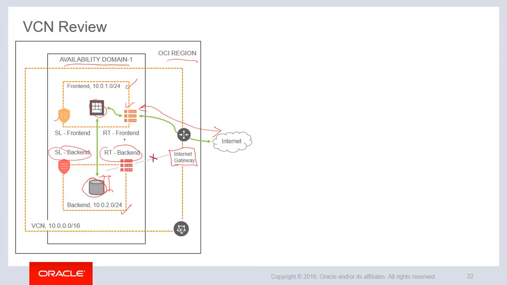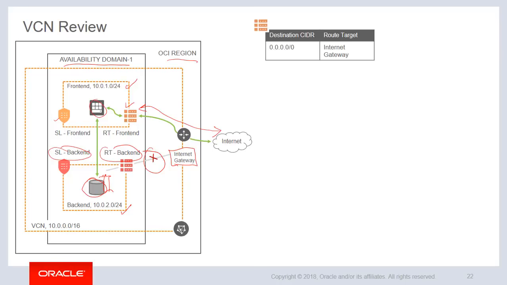But at the same time, I don't want my backend to be accessible through the internet, right? That's a security nightmare. I don't want that. So things are locked down here. You can see the cross, my internet gateway, my internet cannot reach my backend server because I'm running my database there, for example. So how will this work in the context of routing and firewalls?